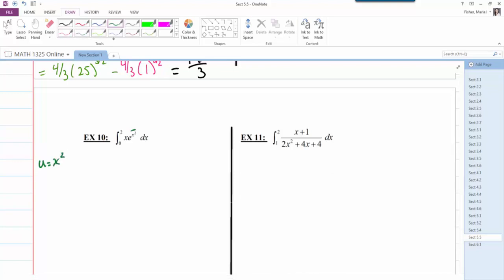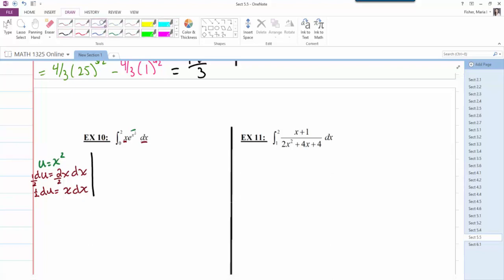Well, if u is equal to x squared, then the derivative du would be 2x dx. But I don't have a 2x dx, I only have an x dx, so I need to divide out my 2 from both sides. So 1/2 du is equal to x dx. Then I'm going to change my limit of integration.